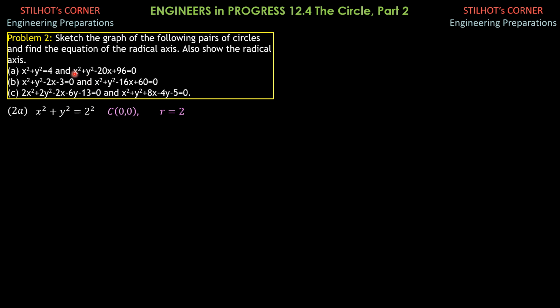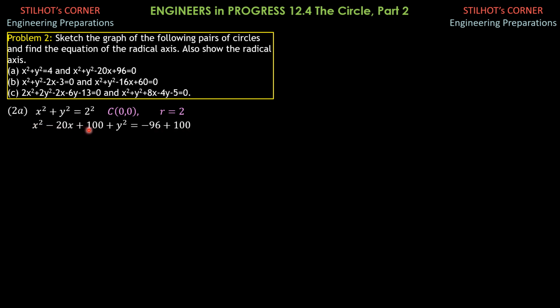For the second one, let's complete the square in x. x squared minus 20x plus the square of 1/2 of negative 20, negative 10 squared, is 100. y is already a perfect square. So x squared minus 20x plus 100 plus y squared equals negative 96 to the right. And since we added a new term 100 on the left side, we also add 100 on the right side. So the right side is 4, and 4 is 2 squared.